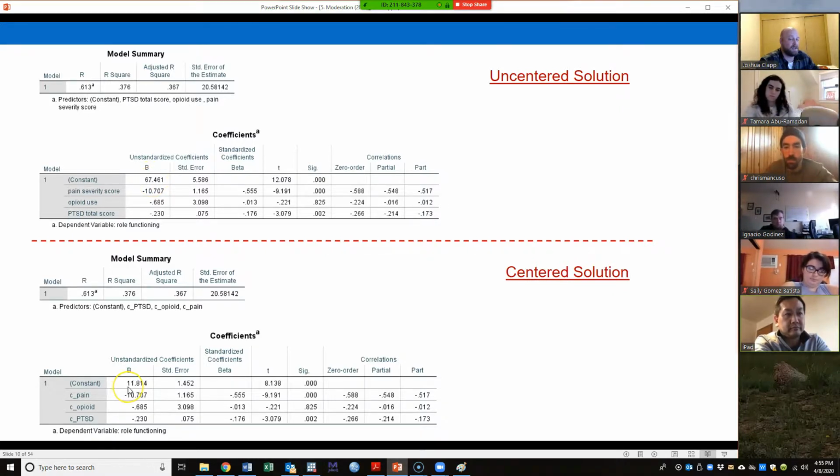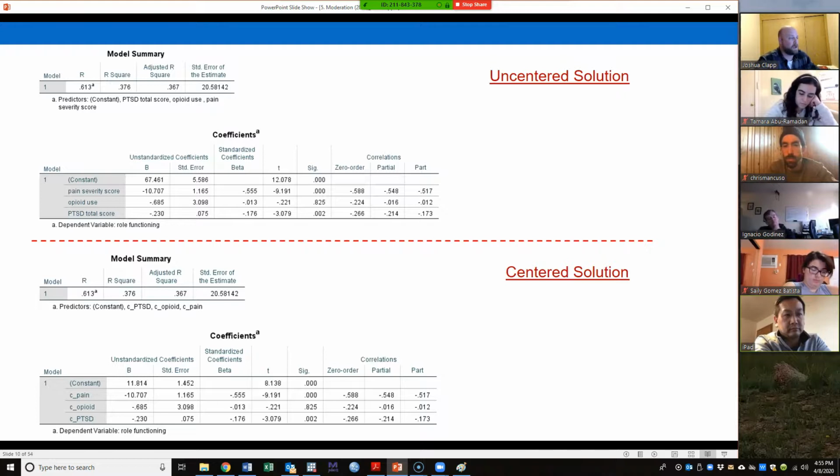Here, same thing. This is the expected value of my outcome when all my other variables are held constant at zero. But this is the expected value of role functioning controlling for opiate use when pain and PTSD are held constant at their mean, right? And so we see much lower expected values here as opposed to here. My effects didn't change. My coefficients are all identical. But what does change is my constant. And it makes sense if we're thinking about what this model is actually telling me.